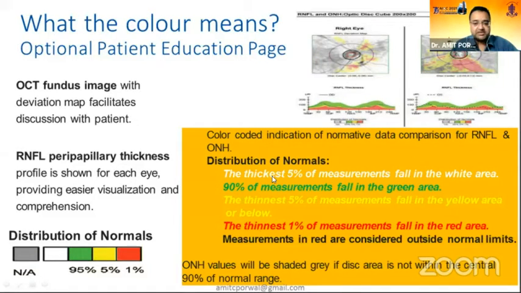So what does the white color mean? The thickest 5% of the measurements fall in the white area. The green color means that 90% of the measurements fall in the green area. The yellow color means that the thinnest 5% of the measurements fall in the yellow area or below. And red means the thinnest 1% of the measurements fall in the red area. So measurements in red are considered as outside normal limits. The ONH values will be shaded gray if the disc area is not within the central 90% of the normal range.